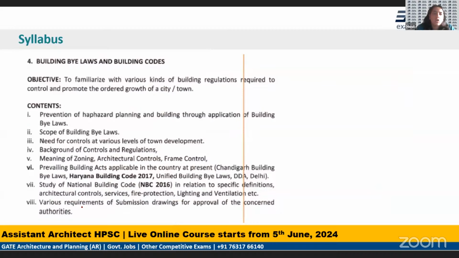Then coming to building bylaws and building codes. Here you are expected to know about all the bylaws that are applicable or used in Haryana, the Haryana Building Code, say 2017. Along with that, you are also expected to know the ones mentioned over here. With respect to what you need to study, that is also given in detail. Your building design plus services, firefighting, lighting, ventilation, etc.